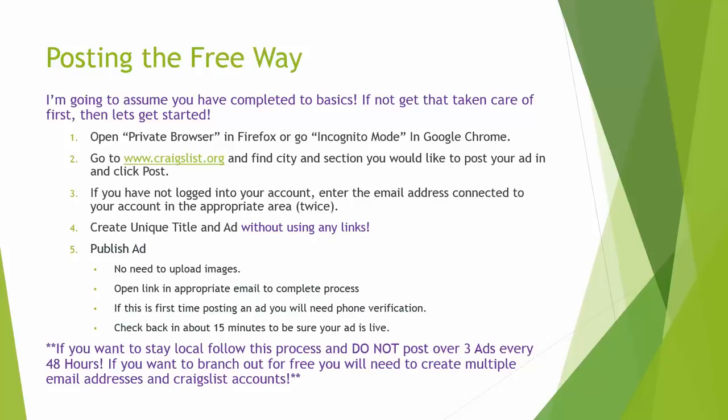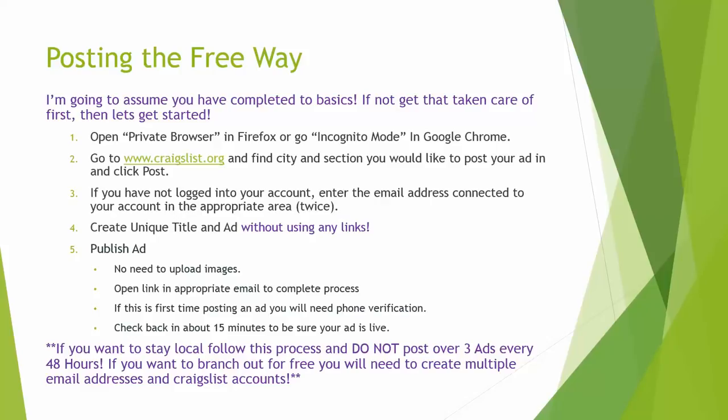Then, if you haven't logged into your account, you're going to enter the email address that you connected to your Craigslist account at the top of the page in the appropriate area 2 times. I'll show you that because I'm not going to be logged into my account. Then you're going to create a unique title and a unique ad without using any hyperlinks. You're not going to put any clickable hyperlinks. I'll show you that when we get to it, obviously. Once you have all that done, all you got to do is click publish. We're not going to upload any images.